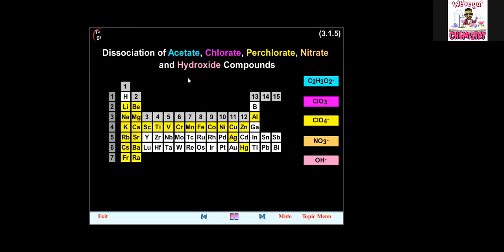So the question is, let's do some interactive. If I pick potassium plus perchlorate ion, is this soluble or insoluble? If you say soluble, that's correct. Remember, all group 1 elements are soluble hydroxides.